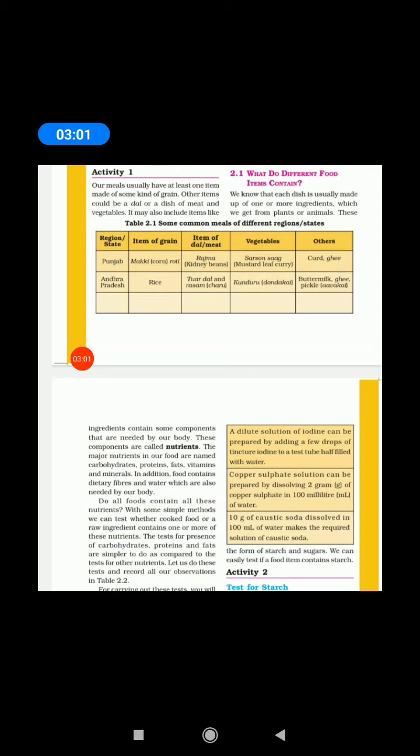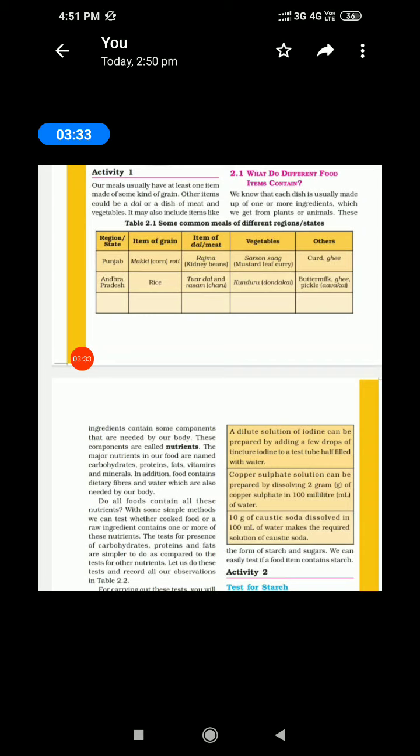What is meant by nutrients? The chemical substances in food that your body needs are called nutrients. The major nutrients in our food are carbohydrates, proteins, fats, vitamins and minerals. In addition, food contains dietary fibres and water which are also needed by our body. Okay, listen. Do all foods contain all these nutrients?